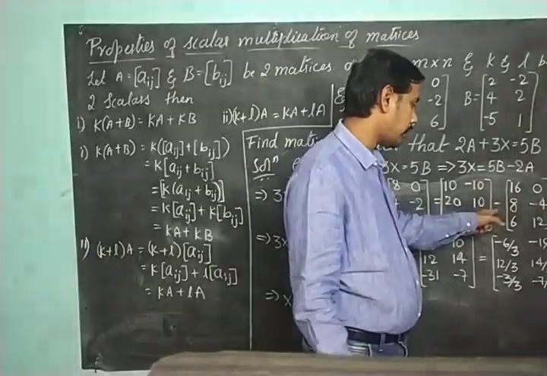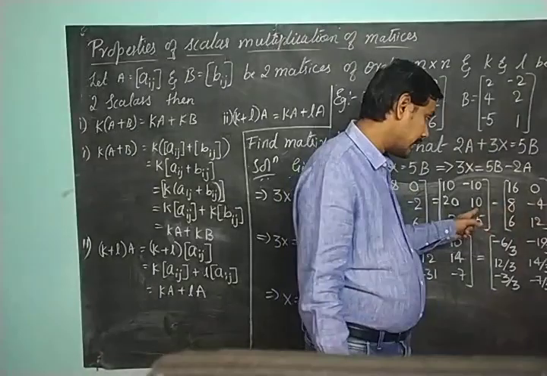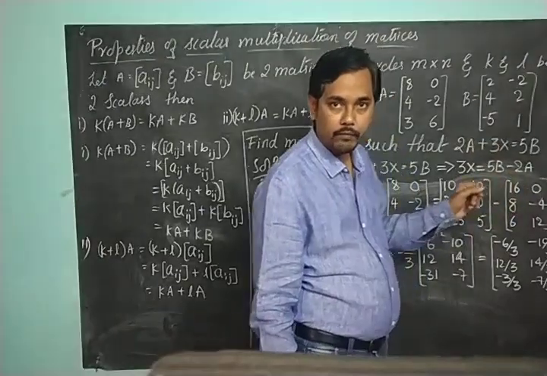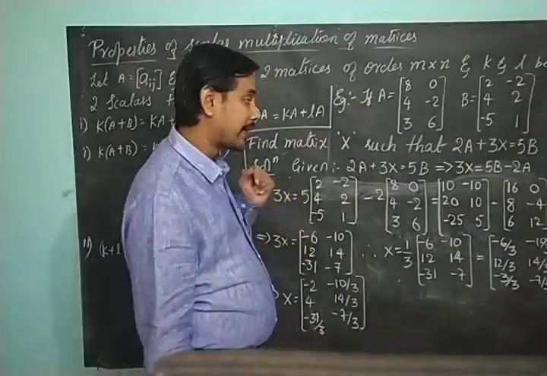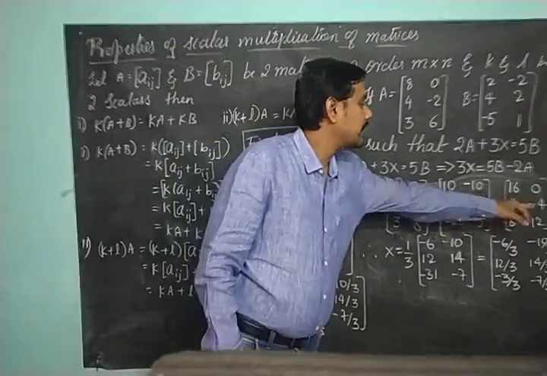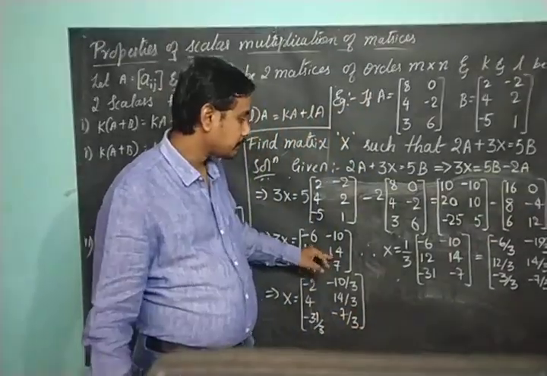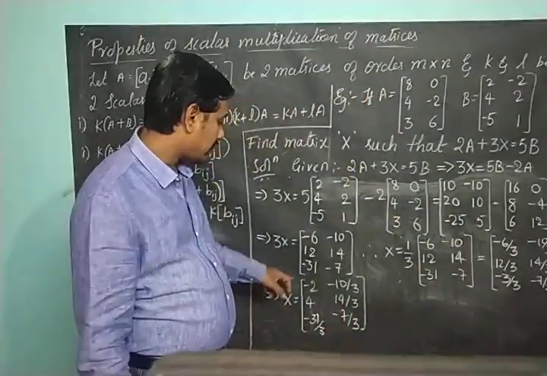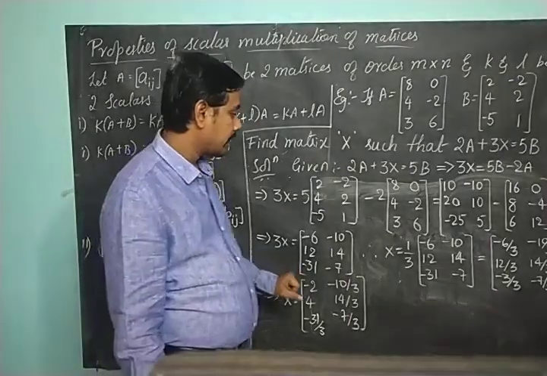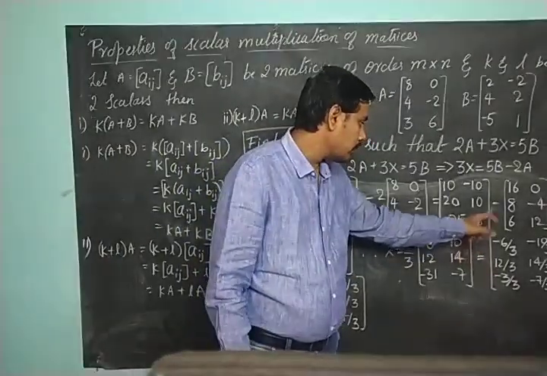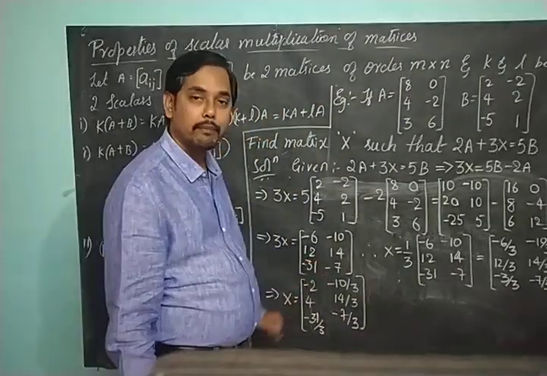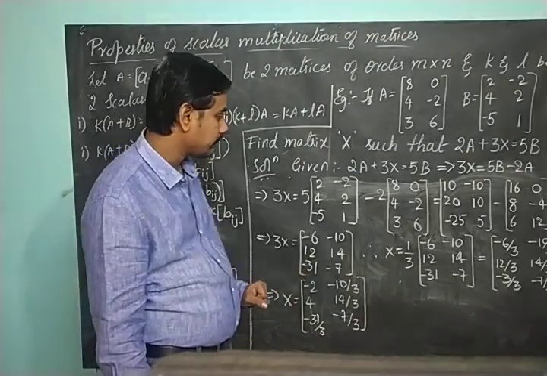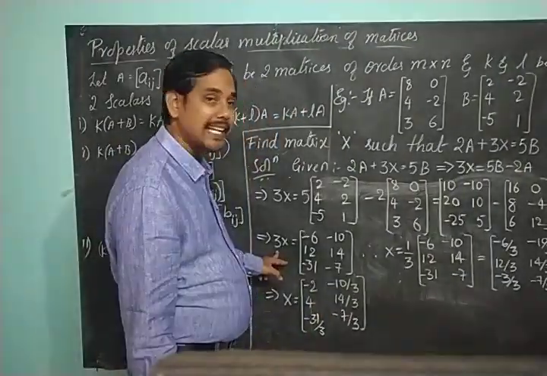Observe here we have one minus and we have one more minus here. 10 minus of minus 4. What is 10 minus of minus 4? 10 plus 4, right? Minus of minus becomes plus. So 10 plus 4 is 14. Next, 20 minus 25 minus 6? Minus 25 minus 6 is -31. Then 5 minus 12 is -7. So if you take the difference, you will get this matrix. I hope this is clear. So this is the 3X matrix.